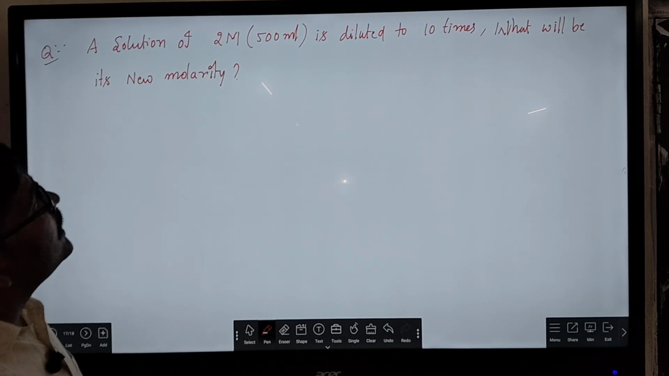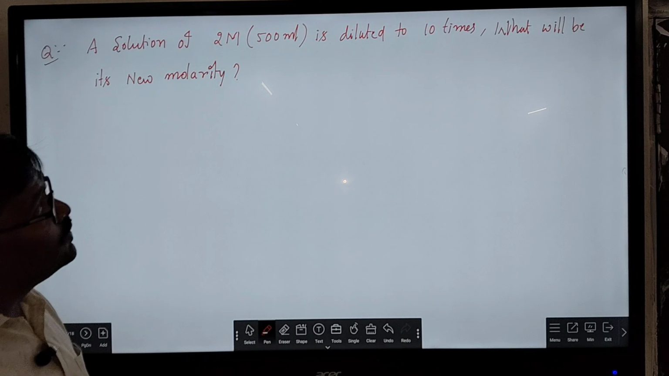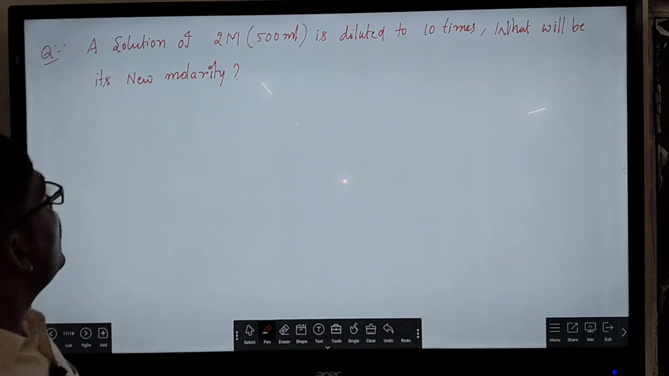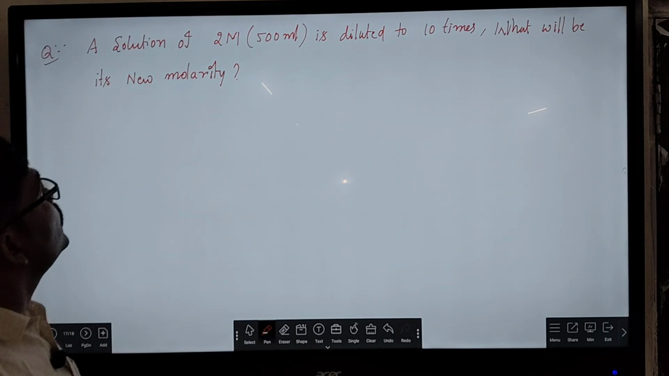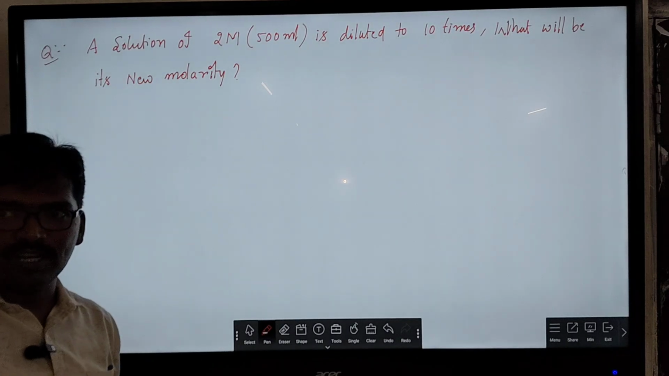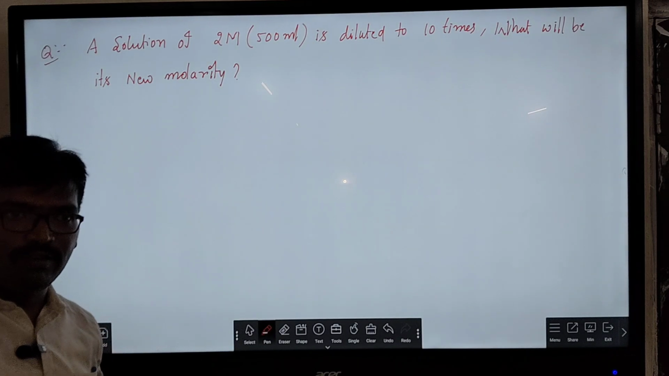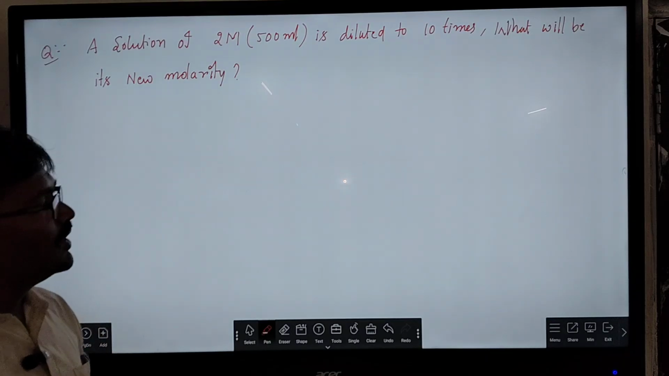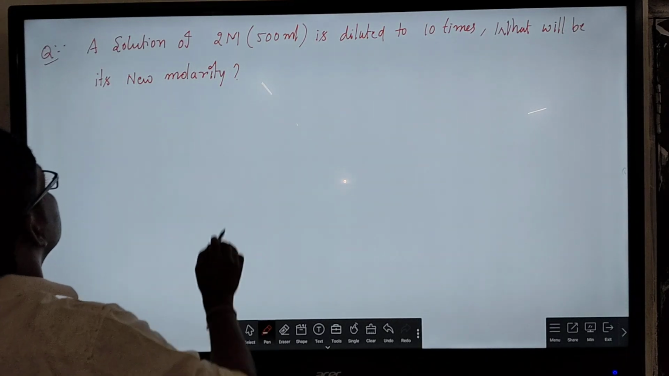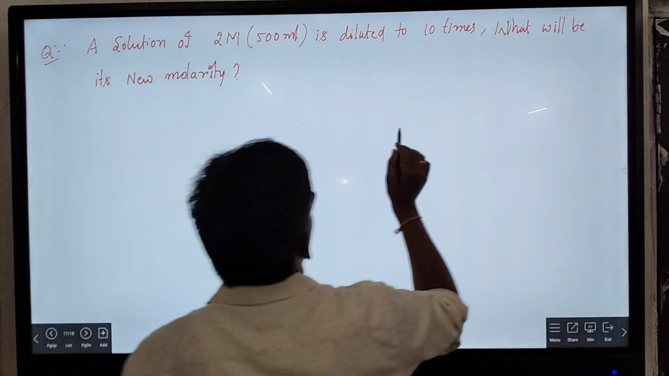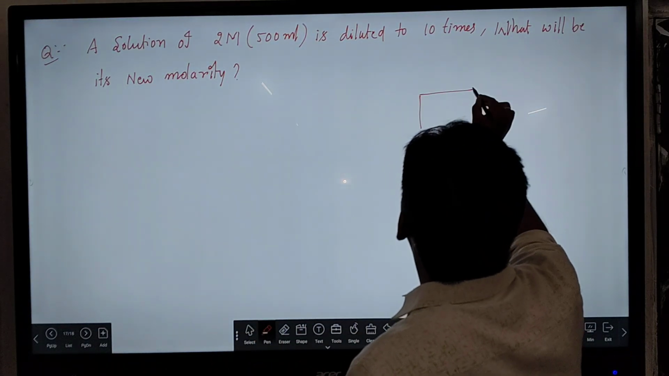Next one, based on molarity itself. A solution of 2 molarity and 500 ml is diluted 10 times. What will be its new molarity? They ask such type of questions when it is diluted. So how to find this? Here, the molarity and volume are given.